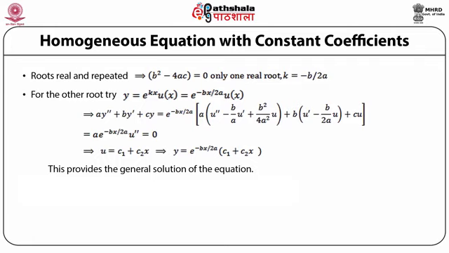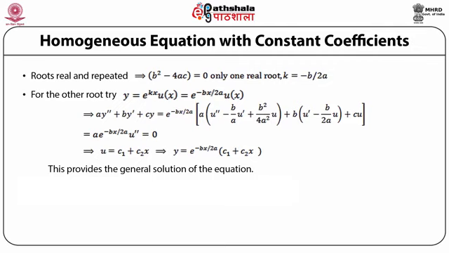Since the coefficients of u and u prime terms are both 0, u is given as u is equal to c1 plus c2 times x. Solution y will be equal to e raised to power minus bx by 2a times (c1 plus c2x). Since the Wronskian of these two solutions, e raised to power minus bx by 2a and x e raised to power minus bx by 2a, is not zero, the two are linearly independent and we obtain the required general solution.